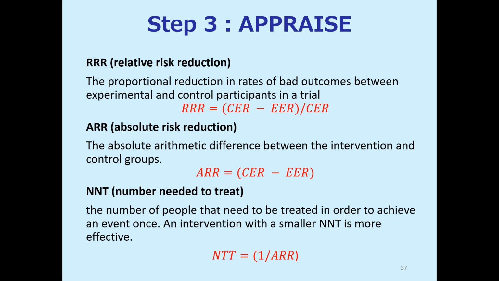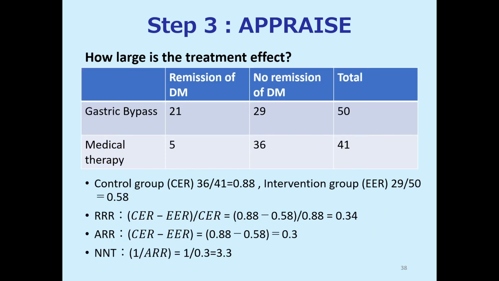And the number needed to treat is the number of people that needed to be treated in order to achieve an event once. An intervention with a smaller NNT is more effective. So this is the calculation for NNT. Now we will try to calculate the treatment effect.